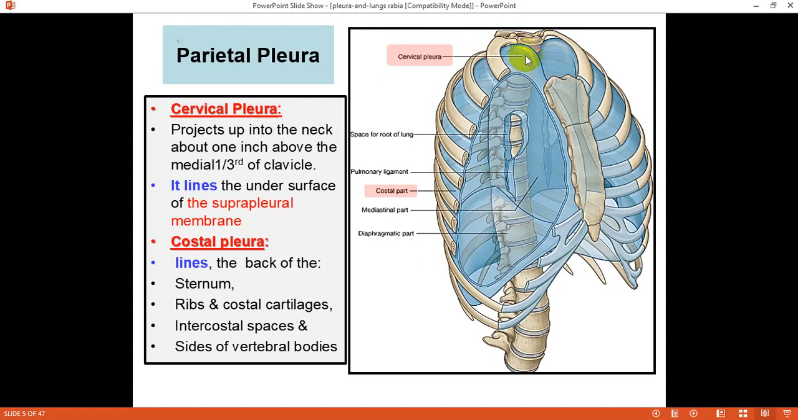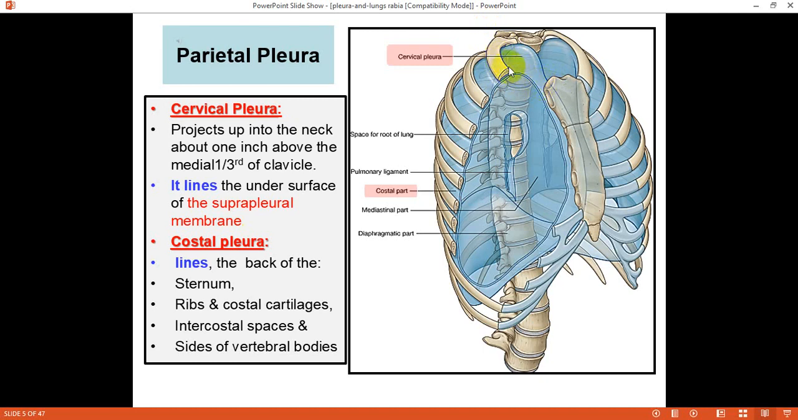Then we have already discussed that it is covered by the Sibson's fascia or suprapleural membrane, which is a thickened, dense connective tissue layer, a modification of endothoracic fascia, a continuation of endothoracic fascia in the root of the neck over the parietal pleura. And Sibson's fascia is attached posteriorly to the transverse process of C7 vertebra and anteriorly to the inner border of the first rib.